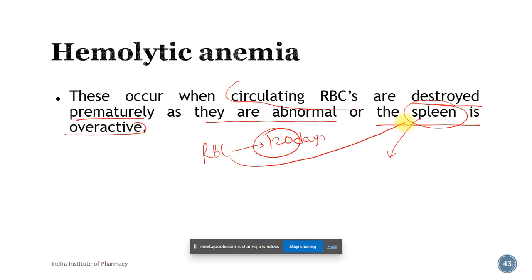And when the RBC enters the capillary spaces of the spleen, it gets destroyed. But if the spleen is overactive, that means it is overdoing whatever function it does, then it will destroy the RBCs prematurely. That means before the RBC even approaches 120 days, it will destroy the RBC and lead to hemolytic anemia.